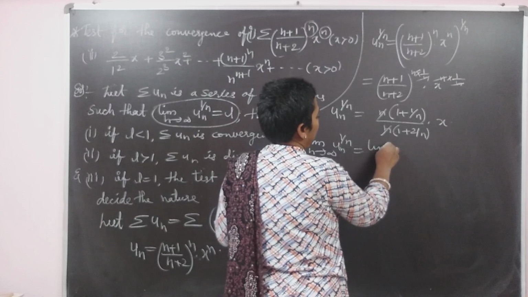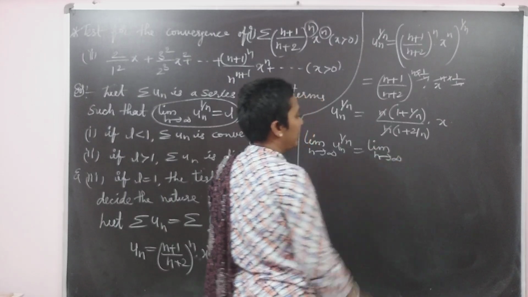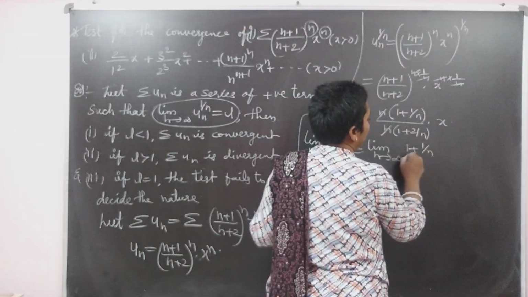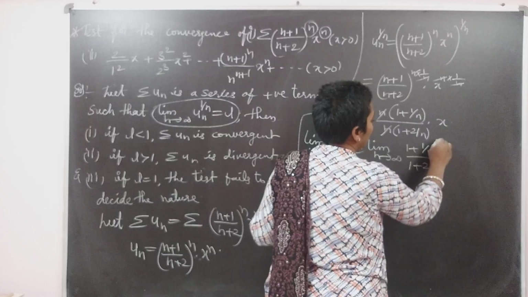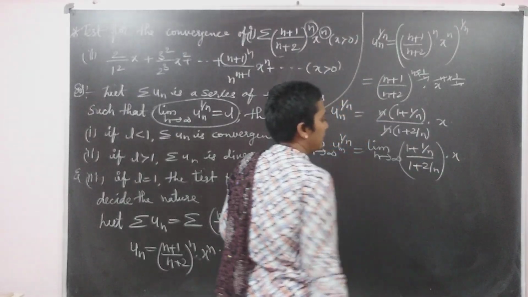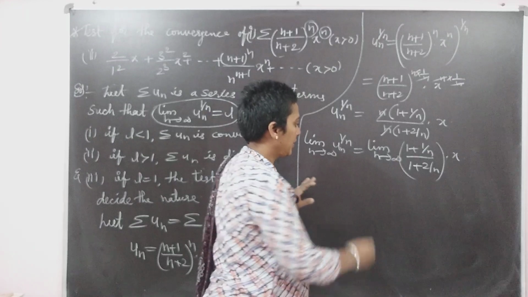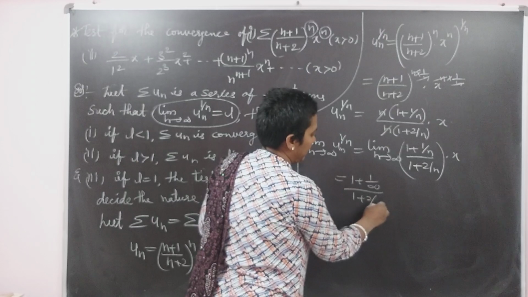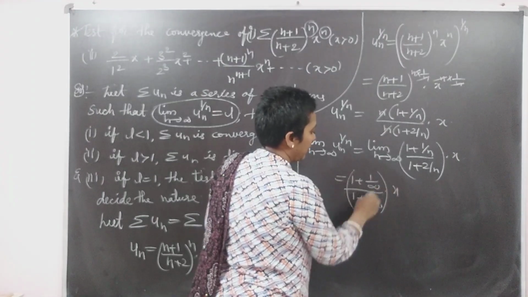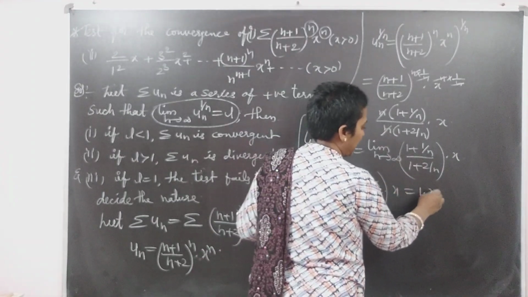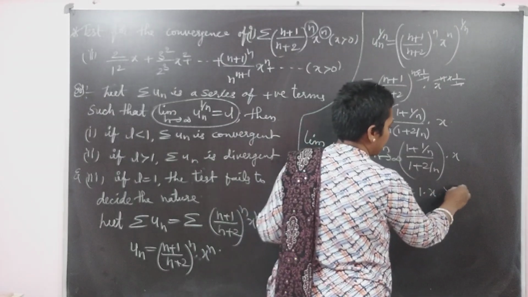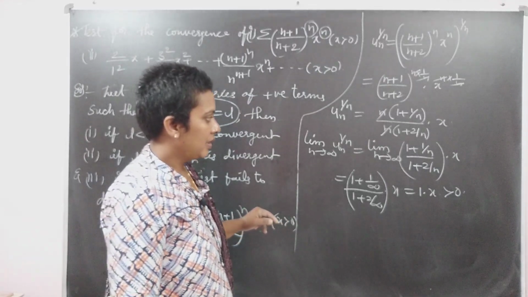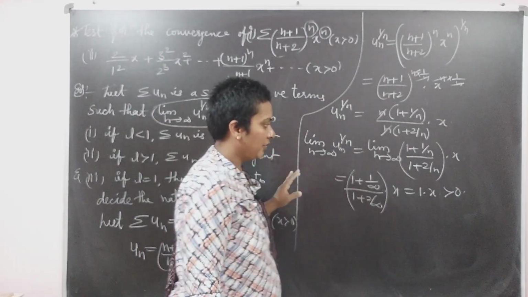Then limit n tends to infinity un power 1 by n is equal to limit n tends to infinity (1 plus 1 by n) by (1 plus 2 by n) into x. If we apply the limits, it is 1 plus 1 by infinity by 1 plus 2 by infinity into x. It is 0, it is 0, 1 by 1 is 1, 1 into x, that is x. x is greater than 0, that is a positive value.